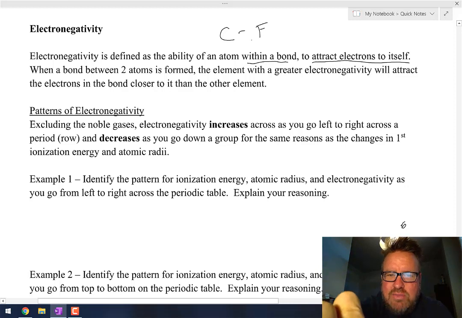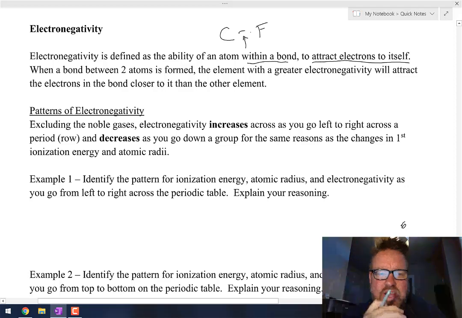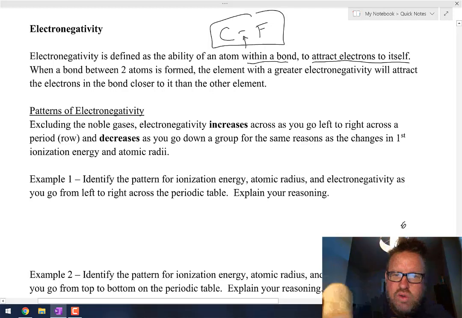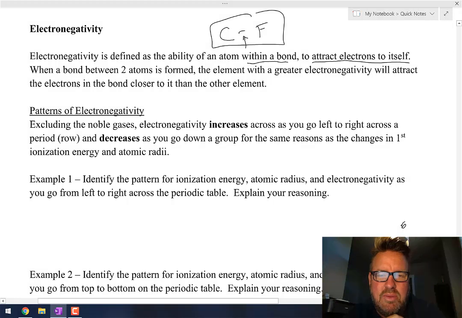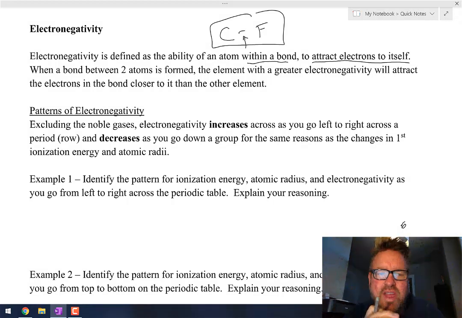One of those atoms is able to attract, here's the bond right here, one of those atoms is able to attract those electrons with more traction than the other one is. That's what electronegativity is: which of these two can attract the electrons in the bond with more strength, with more attractive power than the other one can.